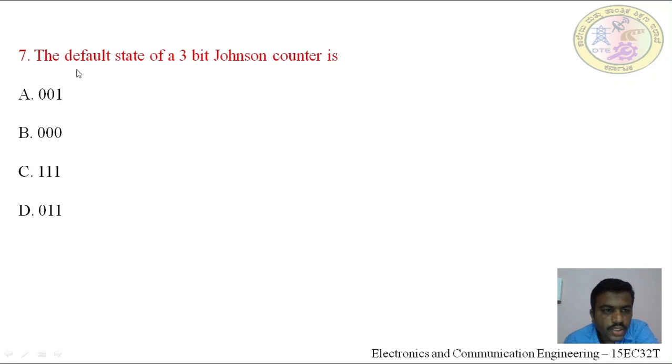Seventh, the default state of a 3-bit Johnson counter is, options are A 001, B 000, C 111, D 011. The default state of the 3-bit Johnson counter is all zeros, that is 3 zeros. Hence the answer for this question is B, 000.